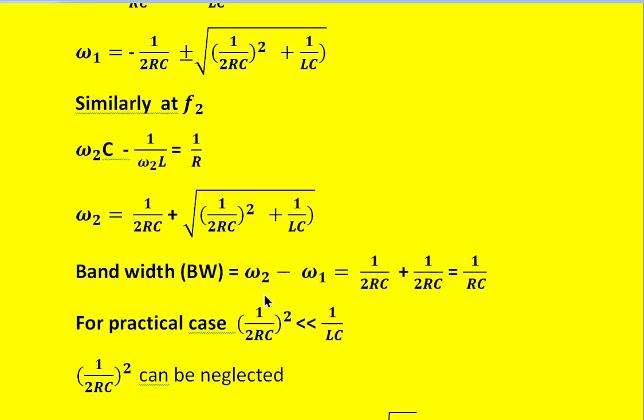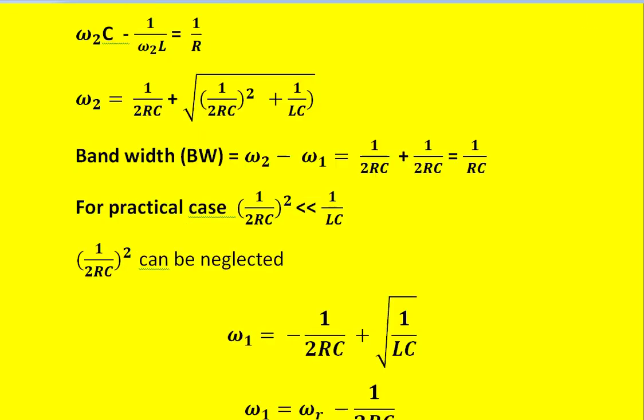By substituting the value of omega 2 and omega 1 here, it becomes 1 by 2 RC plus 1 by 2 RC, which is equal to 1 by RC. For all practical purposes, 1 by 2 RC whole square is much less than 1 by LC, so 1 by 2 RC whole square can be neglected.